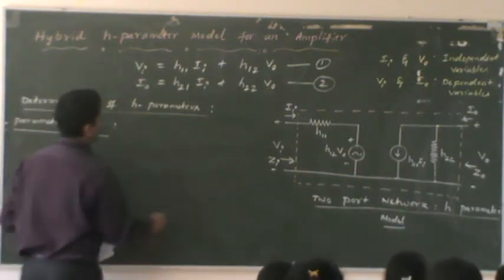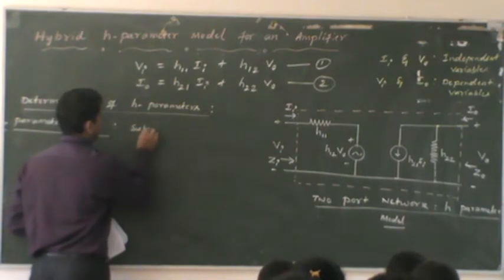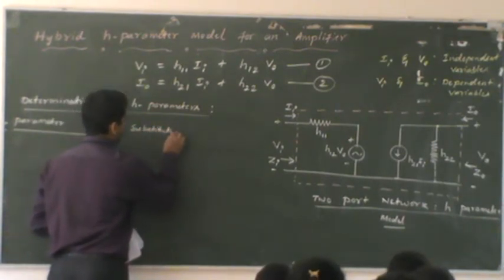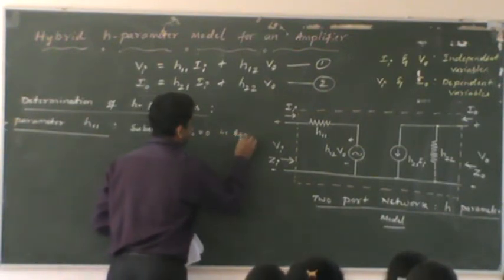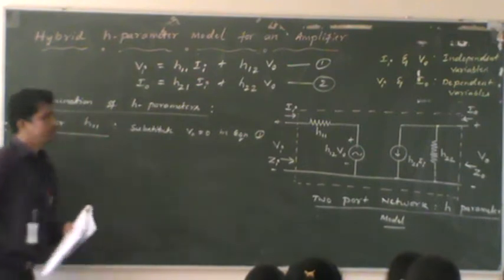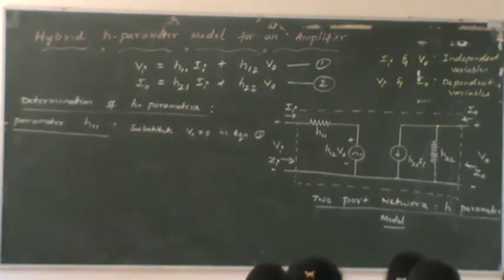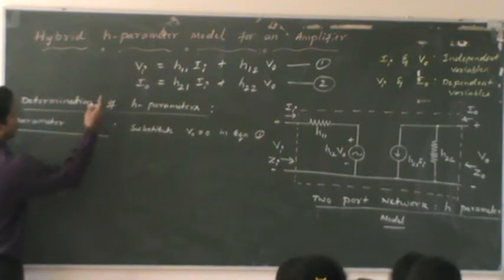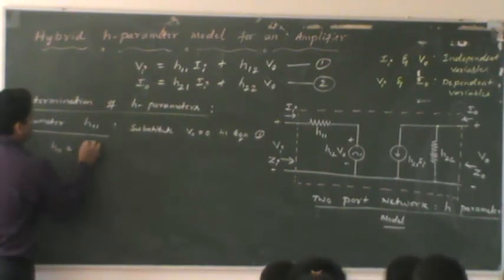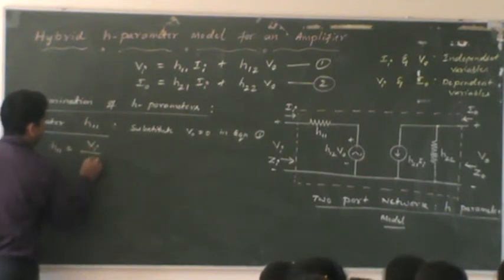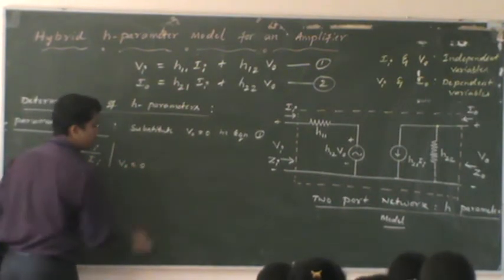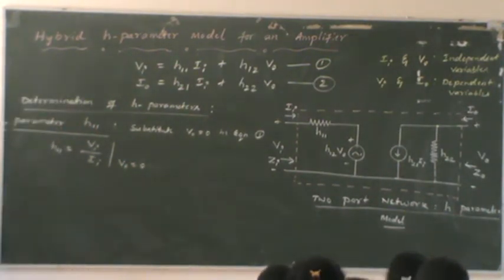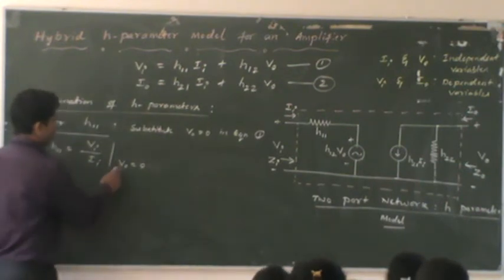Okay, how to determine the parameter H11? In equation number 1, substitute V naught equal to 0. So what will be the definition if you substitute V naught as 0 in equation number 1? H11 will be equal to Vi divided by Ia. This is under the condition V naught is equal to 0.